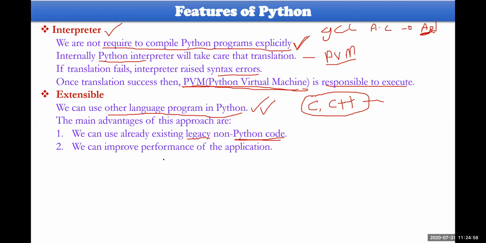And the second thing is performance also gets improved, because it will take very little time to implement this particular application. So that is why it is very easy to perform this. These are the two advantages because of being extensible.